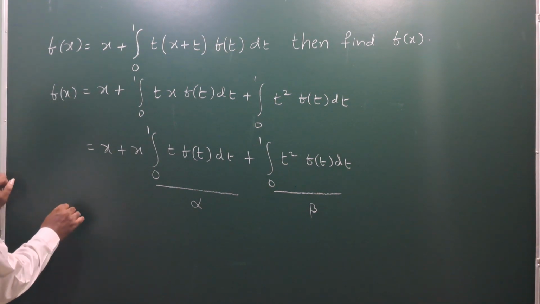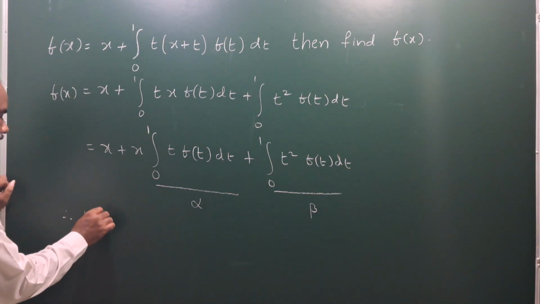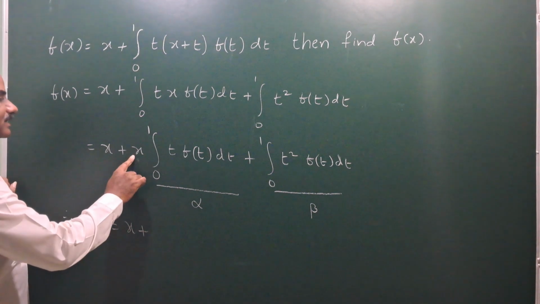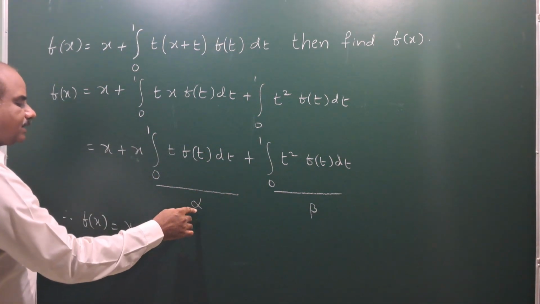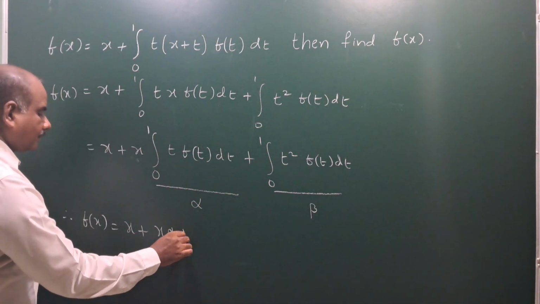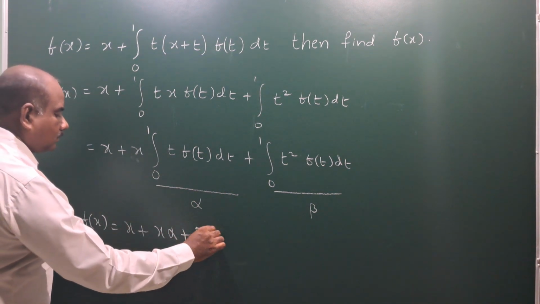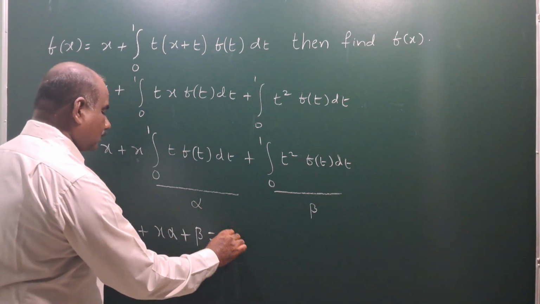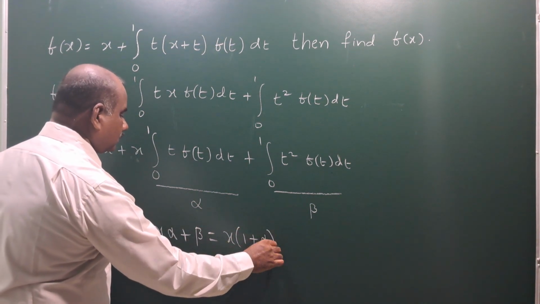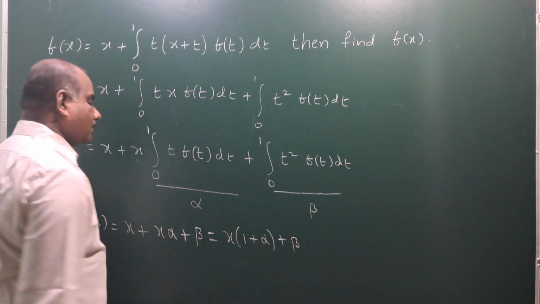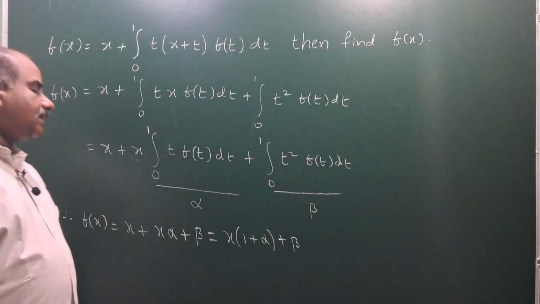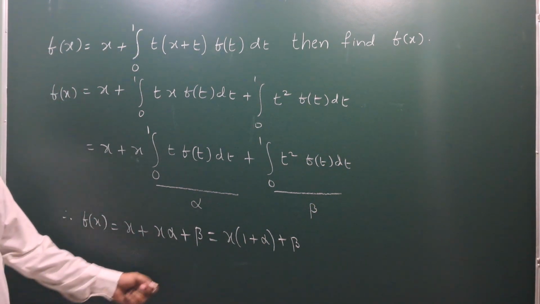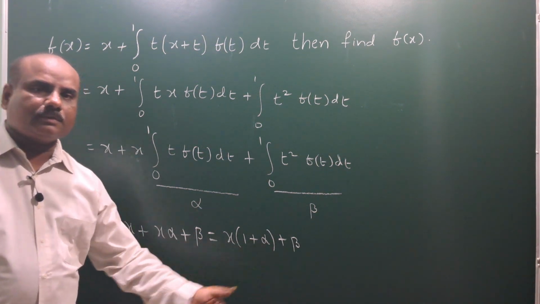Therefore f(x) is of the form f(x) is equal to x plus, here outside x is there, x into alpha, because totally this function is treated as alpha, and the last one is beta. This is equal to, take x as common from the first two terms, we get x times (1 plus alpha) plus beta. Okay, now we have to find the values of alpha and beta and then substitute here. Finally we get the required function. So let us see how to find the values of alpha and beta.